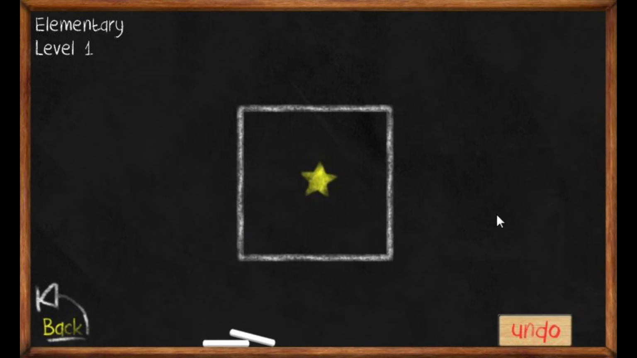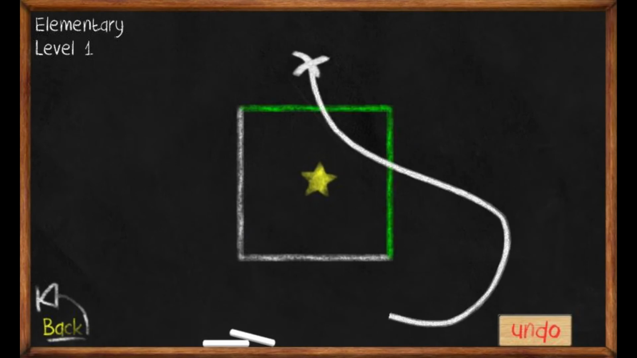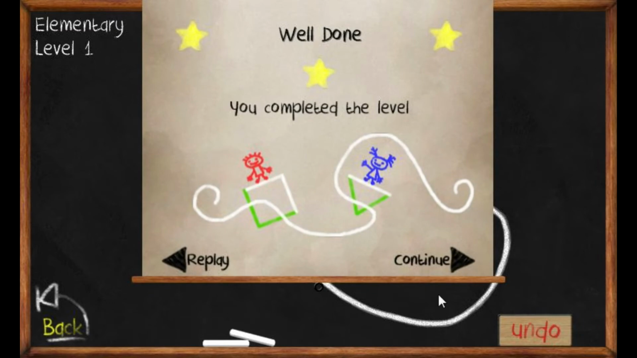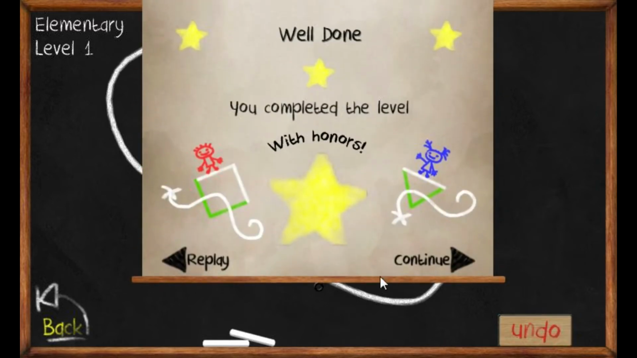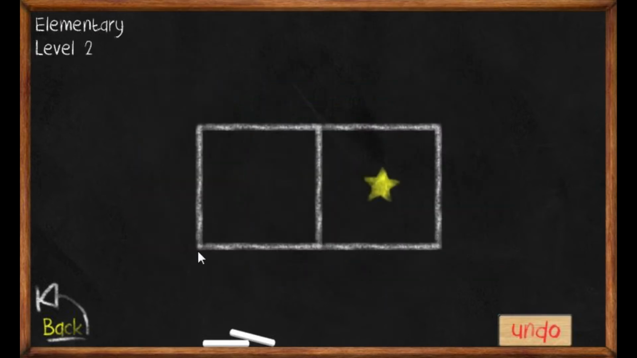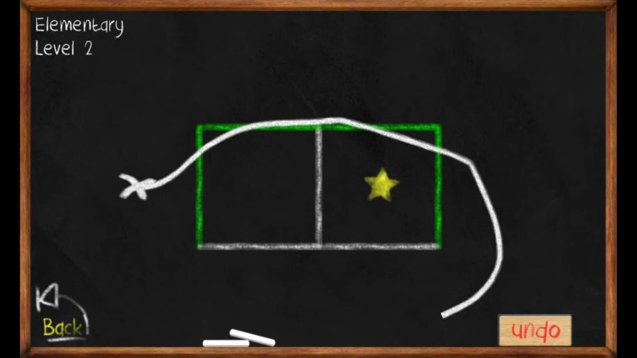And in these, you have a star that's in a certain square. So if you end your line in that square, you actually get a, let's see, I forget what it's called. Let's start here. So we end there. So I finished it with honors. And again, obviously these do get more difficult. They want to show you how it works.